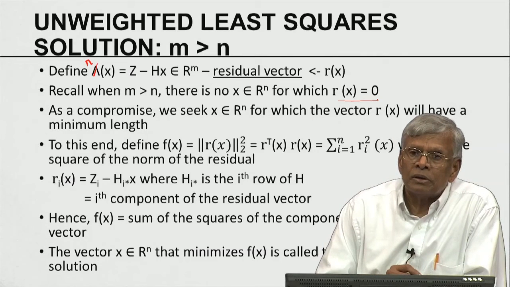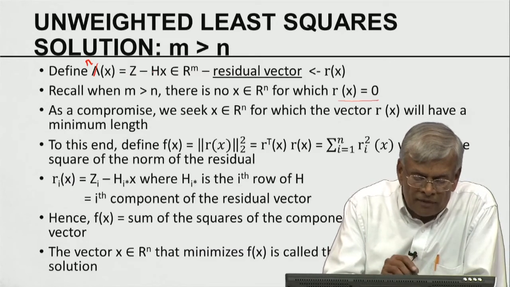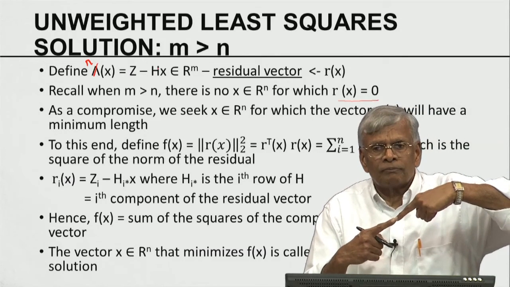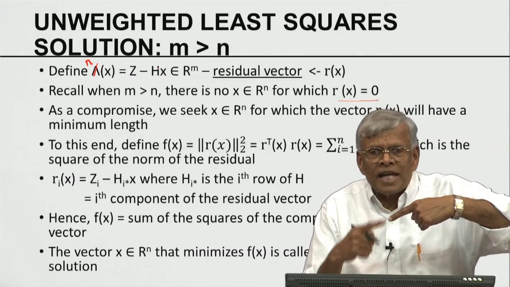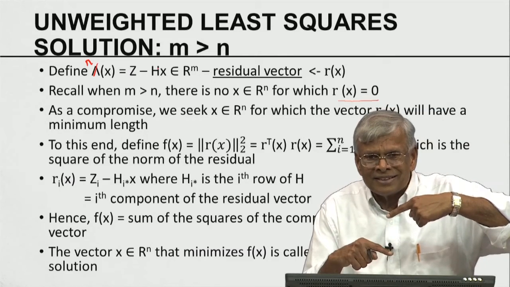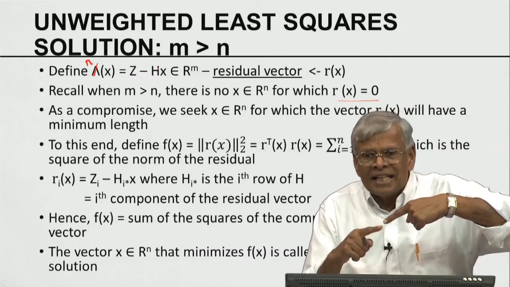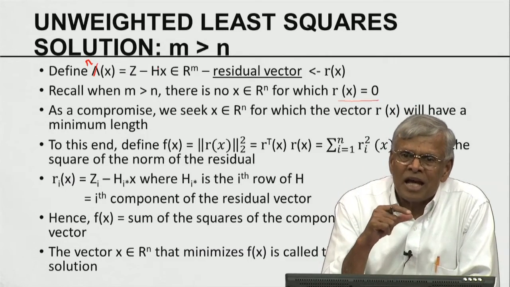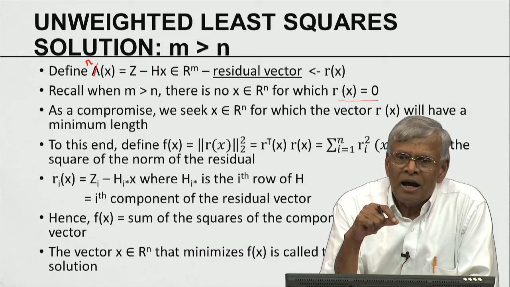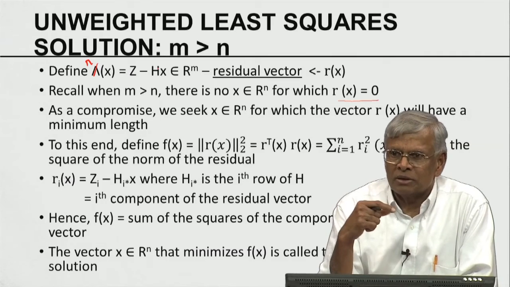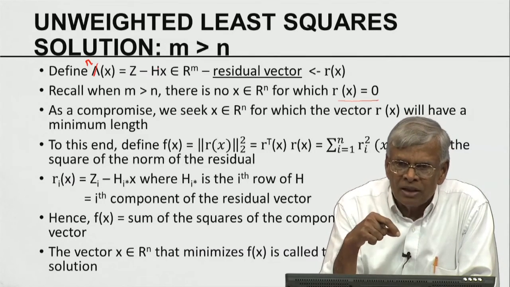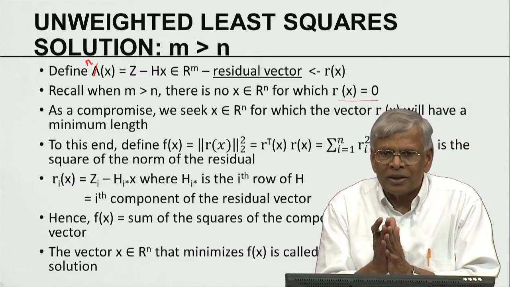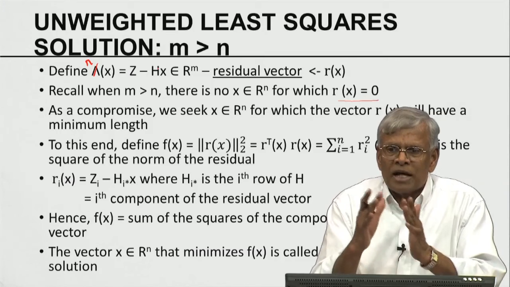So as a compromise, what is it we do? The value of r of x, for a given z and h, depends on x. So r of x is a vector. When r of x is 0, we get the classical solution. So what is the generalization of the classical solution? For every x, r of x is a vector. Every vector has a length. I want to be able to find an x for which the length of this residual vector is a minimum. If the length of the residual vector is the minimum, it means I am trying to force the left hand side to be as close to the right hand side as possible. We cannot make the left hand side and the right hand side exactly equal. We can bring them as close as possible. This notion of being close instead of being equal is the generalization that comes from the concept of least squares.